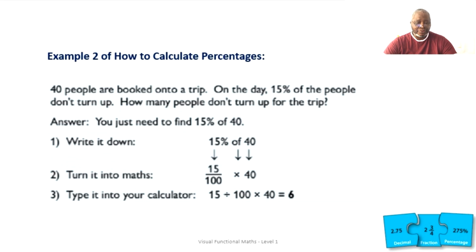Let's look at example 2 of how to calculate percentages again. 40 people are booked onto a trip. On the day, 15% of the people didn't turn up. How many people didn't turn up for the trip? Your answer, you just need to find 15% of 40. Write down your 15% of 40, that's your statement you're looking for, and then you turn it into maths, which is 15 over 100 times 40. Type it into your calculator, as I showed you before, and your answer is 6.